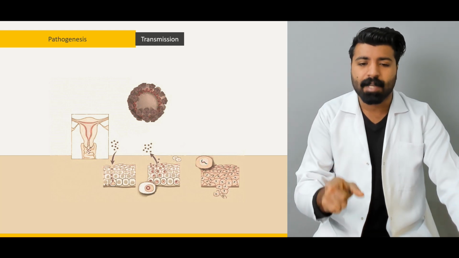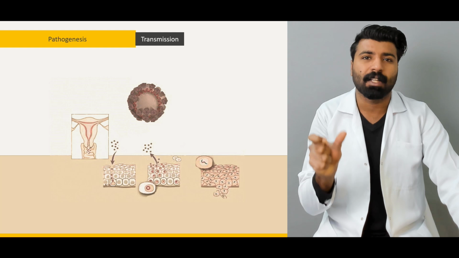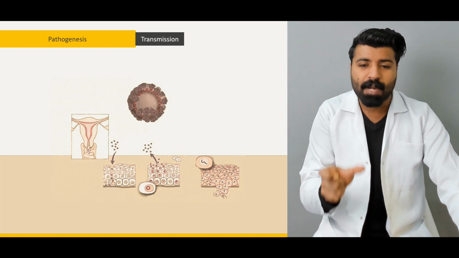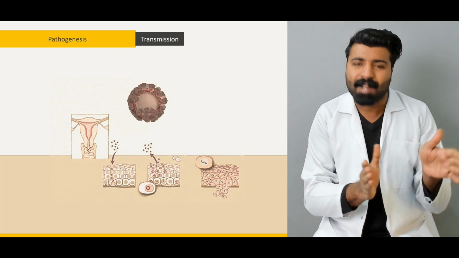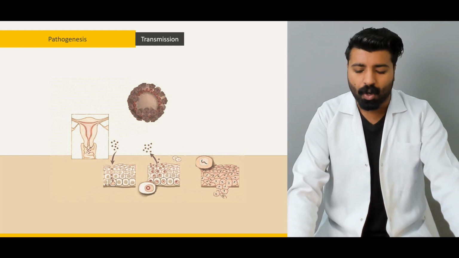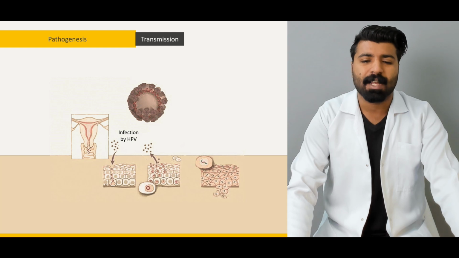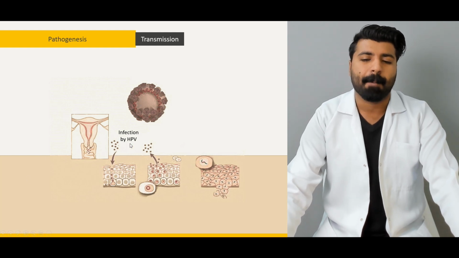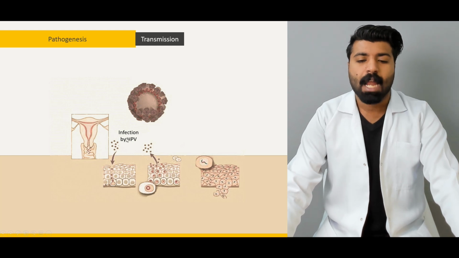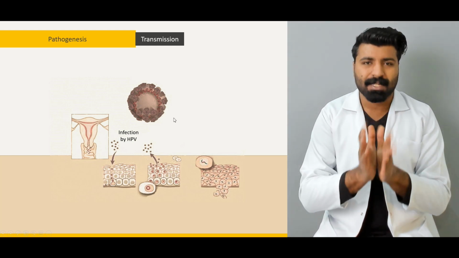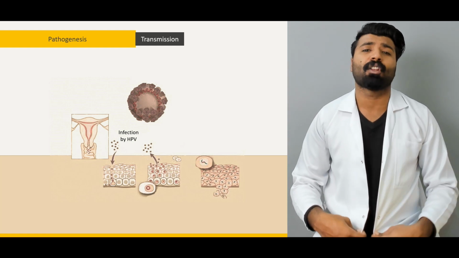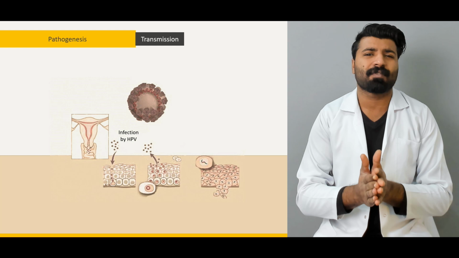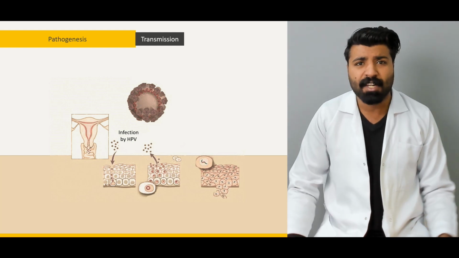Now, this diagram is a depiction of cervical cancer. We will tell you how the pathogenesis of cervical cancer happens as we go along. First of all, HPV infection happens. Infection by HPV comes in. The very basic rule for HPV infection: you must have seen a lot of people coming with warts on hands, on the sole of the feet.